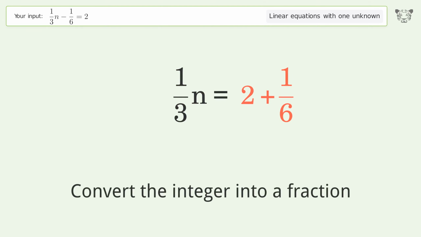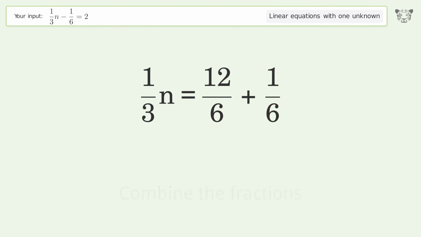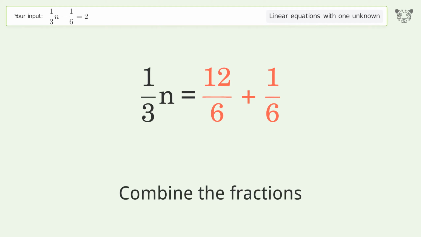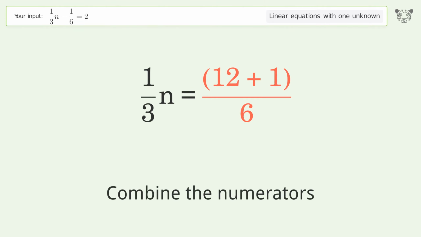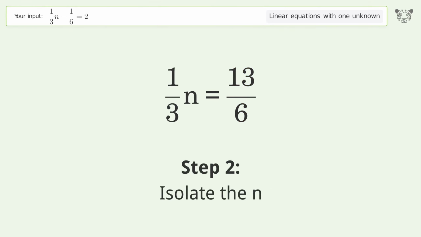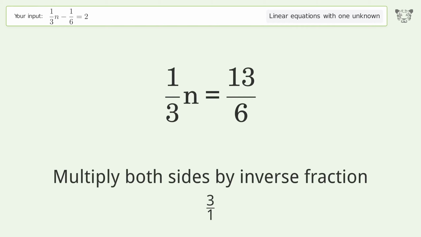Convert the integer into a fraction. Combine the fractions. Combine the numerators. Isolate the n. Multiply both sides by inverse fraction 3/1.